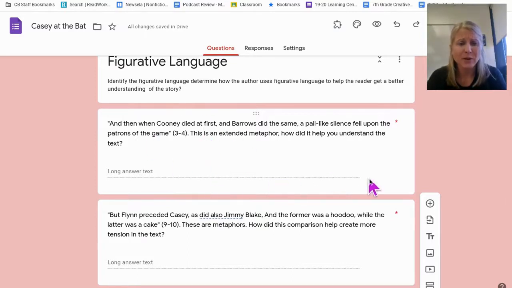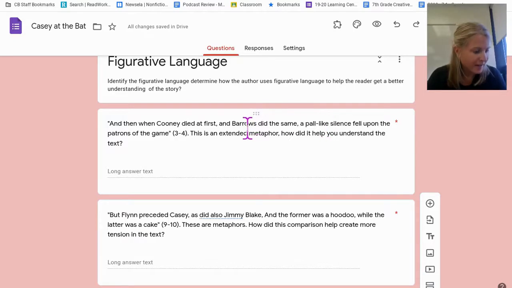they start figurative language quite early. And then when Cooney died at first and Barrows did the same, a pall-like silence fell upon the patrons of the game. So when I look at these lines, when I think about people who died and this pall-like silence, it is like what you would hear at a burial or a funeral.